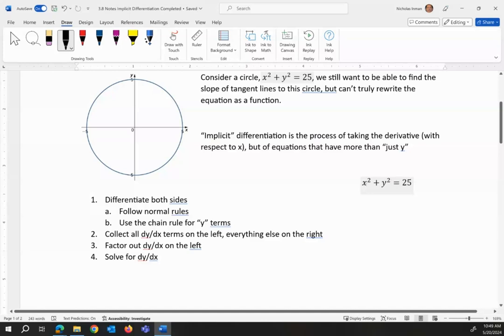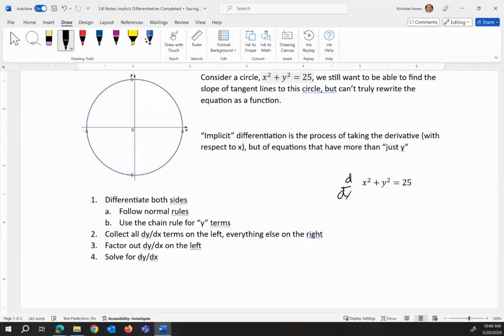Let's say we have this thing right here, x squared plus y squared equals 25, this circle. To do the derivative of this thing, implicit differentiation means to do the following. If I want to take the derivative of both sides with respect to x, d dx, we just do the following. The derivative of x squared, well, that's normal. That's an everyday thing we've been doing. That is just 2x.